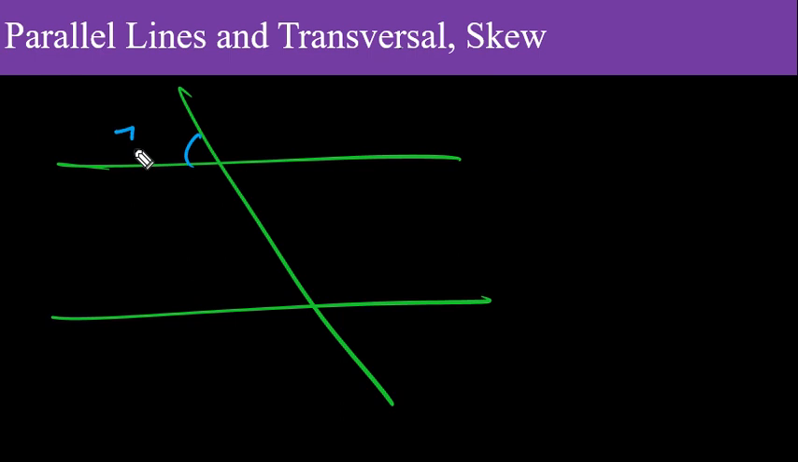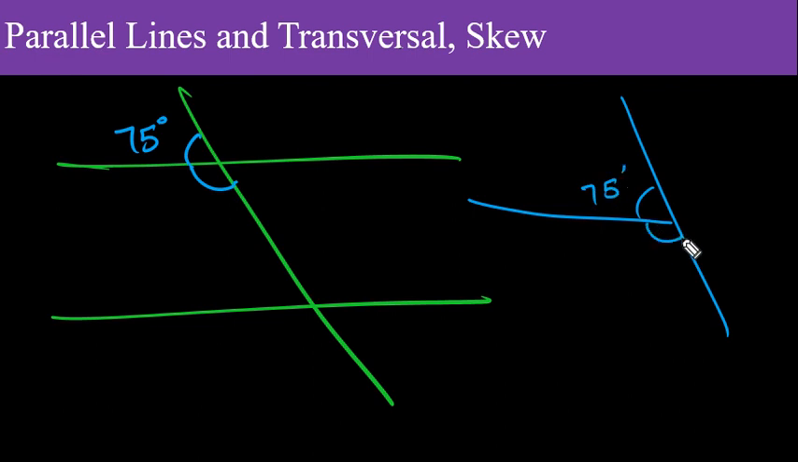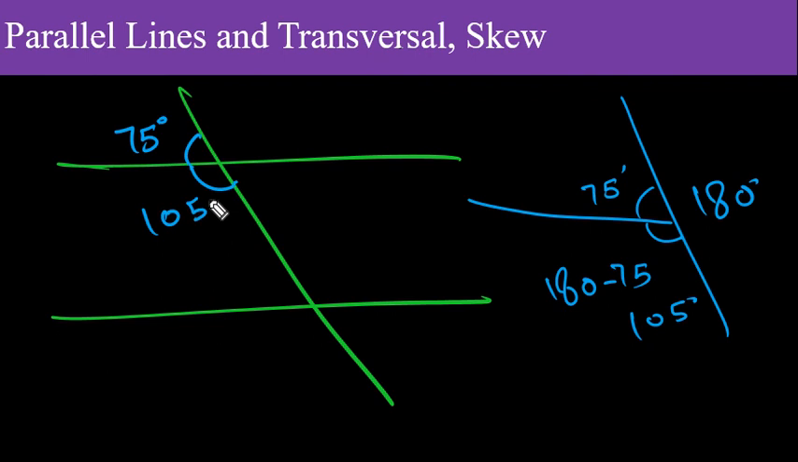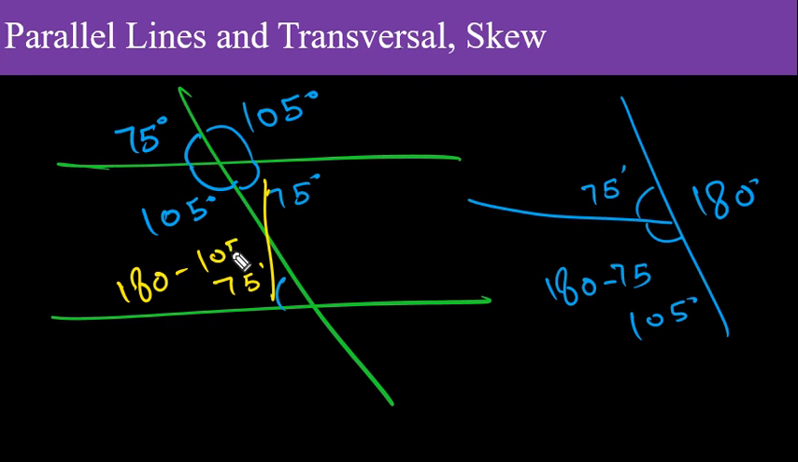If this angle is, let's say, 75 degree, how much will be this angle? This is 75. Look, this is a linear pair. This is 75. So this will be how much? This total is 180. So this is 180 minus 75. 105. So this is 105. This 105, this will be how much? Vertical angle, 75, 75. How much will be this? How much will be this? 75. Alternate interior, or else you can do 180 minus 105. Okay?